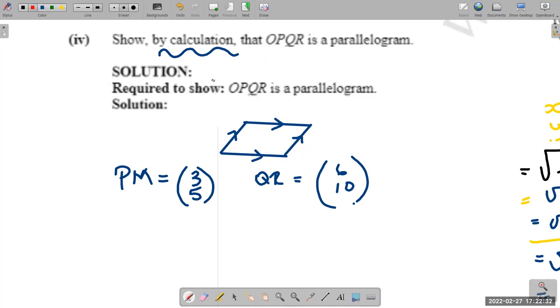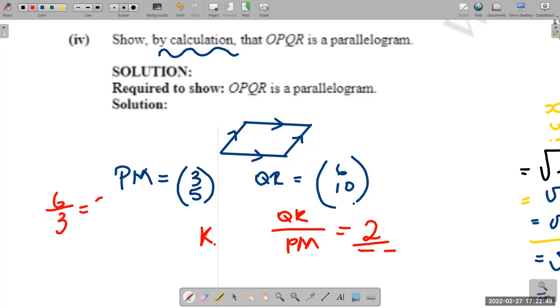So how do you find K? You must say K equals QR divided by PM. When you divide those two, if you get one constant number, that's your K. Look at it. 6 divided by 3 is equal to what? 2. 10 divided by 5 is equal to what? 2. So in this example, K is equal to 2. Everybody see that?